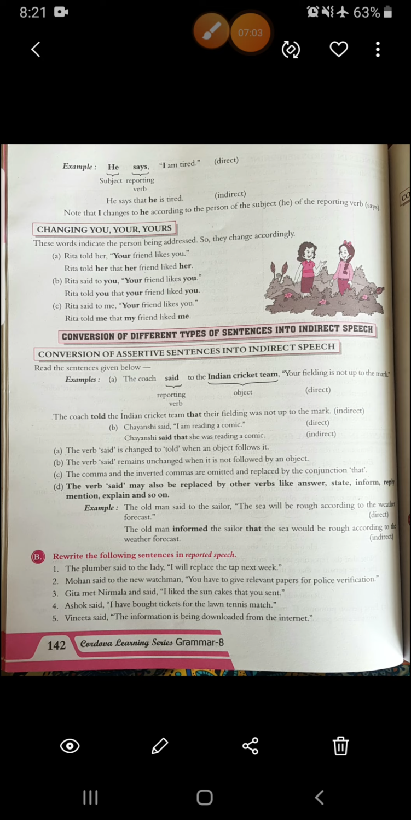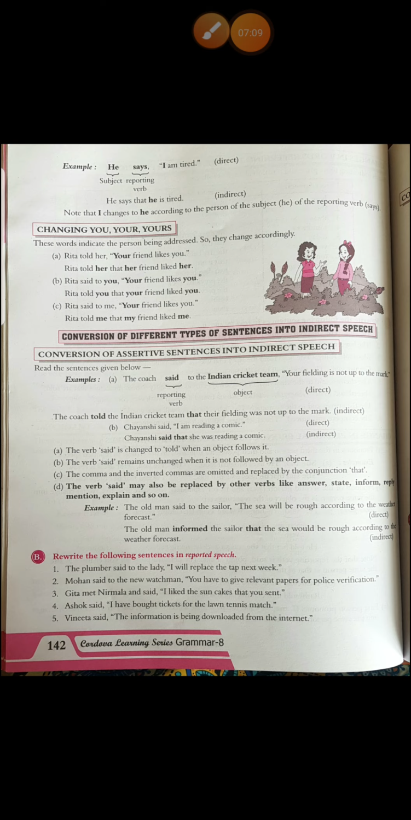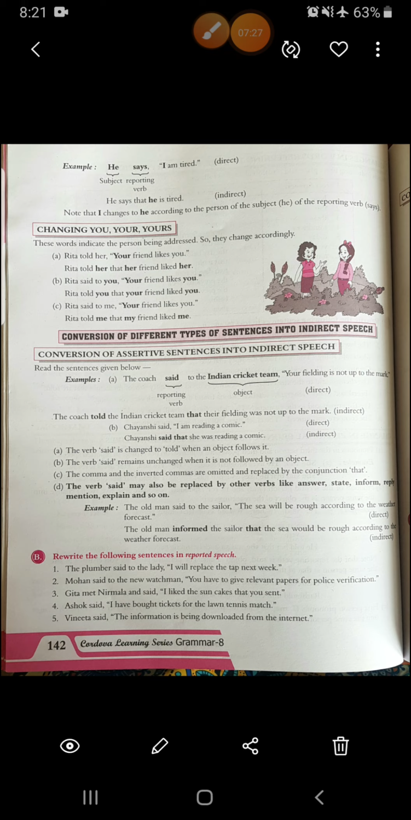Then second, Mohan said to the new watchman, "You have to give relevant papers for police verification." Mohan told the new watchman that he had to give relevant papers for police verification. Then third, Geeta met Nirmala and said, "I like the sun cakes that you sent." What will be the answer? Geeta met Nirmala and told her that she had liked. It is in simple past. Simple past changes into past perfect. That is why she had liked the sun cakes that she had sent.